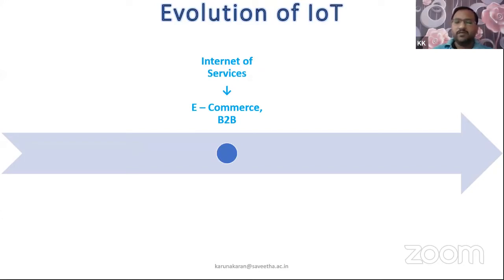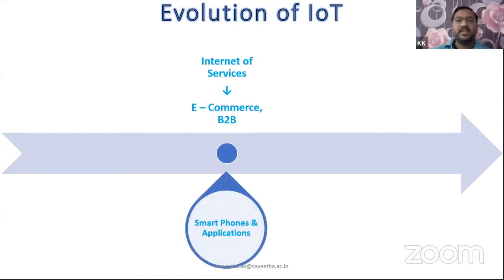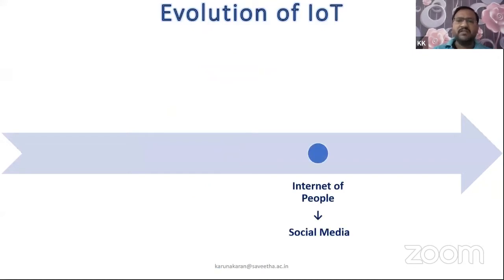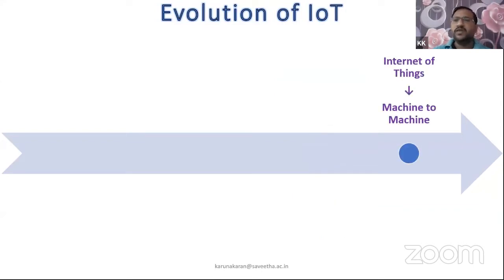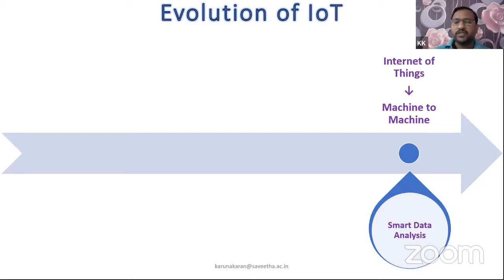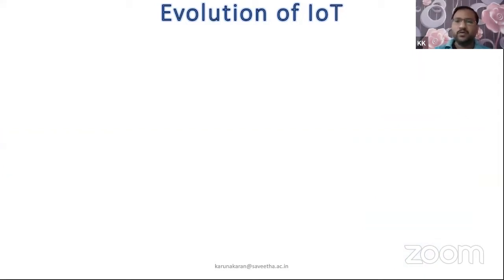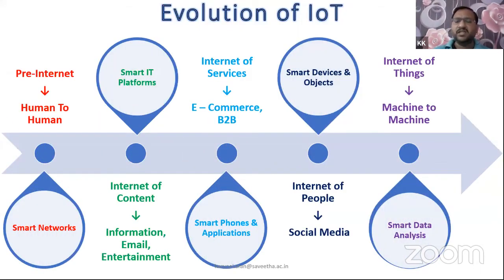There we started e-commerce, business to business, and this led to the introduction of smartphones and their applications, or the introduction of smartphones and applications led to the internet of services. Vice versa. And then we came to the next era, the internet of people, so social media. Here we started using smart devices and objects. These smart devices and objects led to social media applications, and now we are already in the era of the internet of things, where machines can communicate with machines, and this is possible due to smart data analysis. Okay, we think that the internet of things is the future, but no, the internet of things has already been with us for a long time, without us knowing the term internet of things.